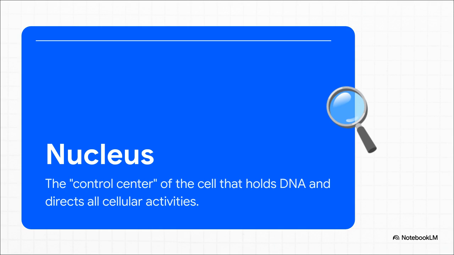First, let's talk about the nucleus. This thing is the boss. Seriously, it's the control center of the entire cell. It holds all the instructions, that's the DNA, and it tells every other part what to do. Every single important decision starts right here.